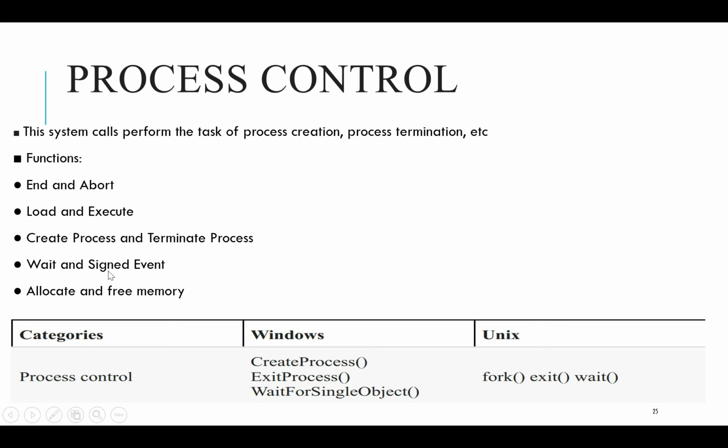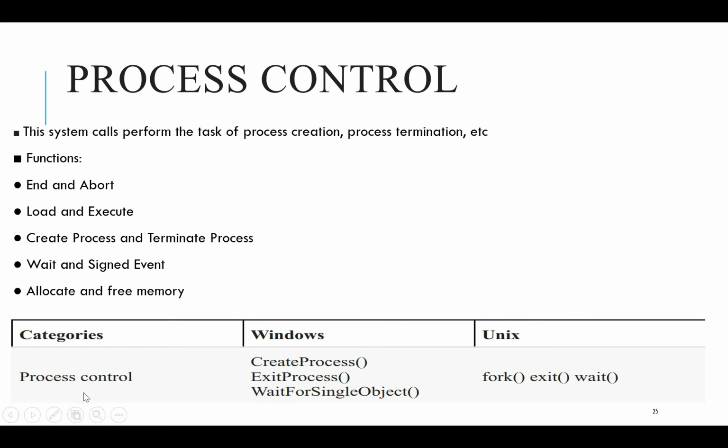Next one, wait and signal event. In wait, the process will wait for a period of time to execute. Next is allocate and free memory. That is, when a process needs to be executed, it needs memory. So the process needs to allocate the memory, and when it finishes execution, it should deallocate the memory.